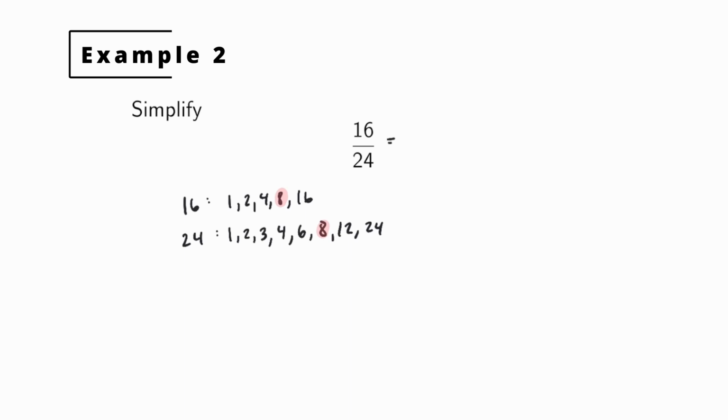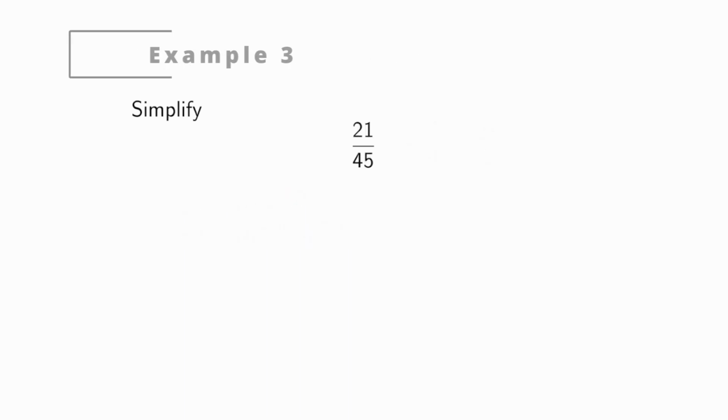So 16 is 2 times 8. 24 is 3 times 8. And so now we have this common factor of 8 in numerator and denominator. We can cancel it out. And that will leave us with 2/3. Here's our final example, 21 over 45.